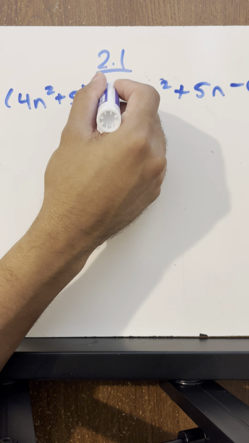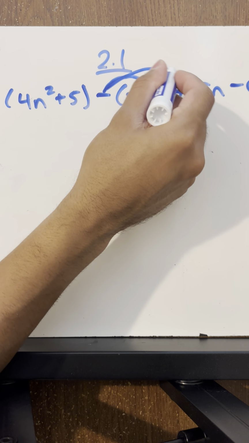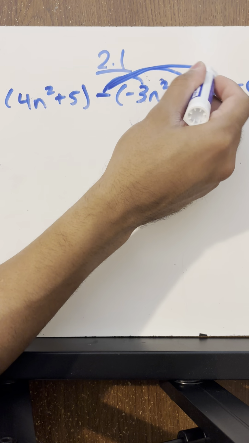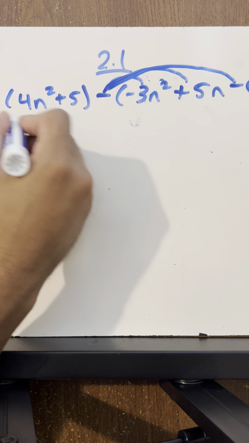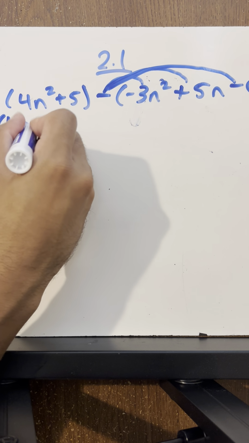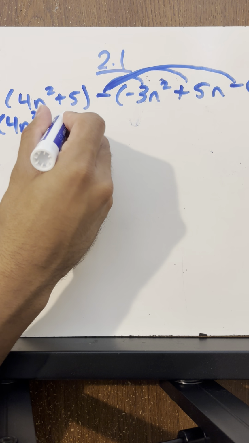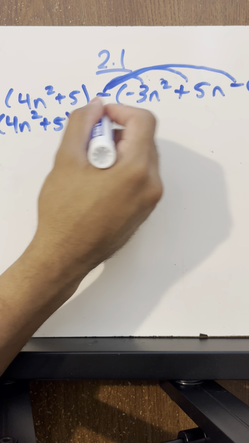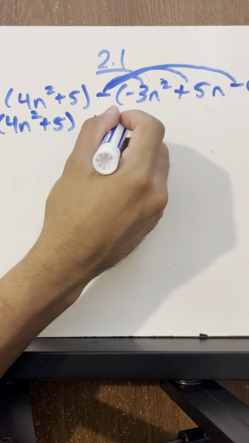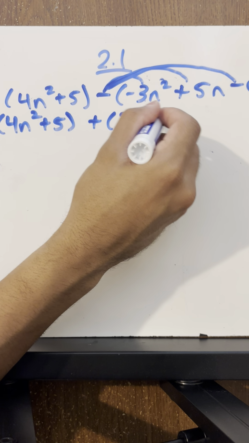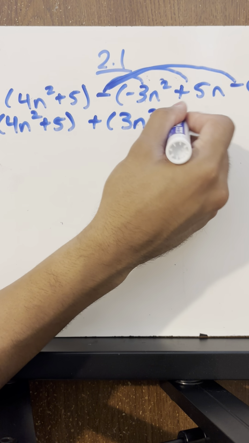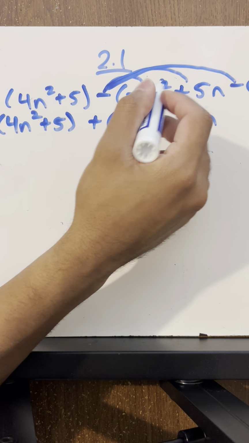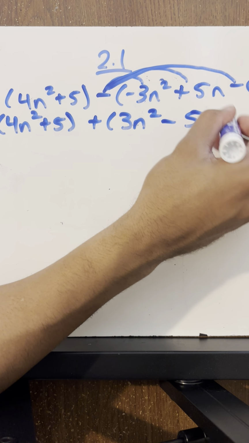So the only difference between adding and subtracting polynomials is that when you have this minus sign, you have to distribute that minus sign to everything inside of the parentheses of the second polynomial. Okay, so that effectively changes the sign of everything in our second polynomial. So this becomes negative times negative is positive 3n squared. Negative times positive is negative 5n, and negative times negative is positive 6.